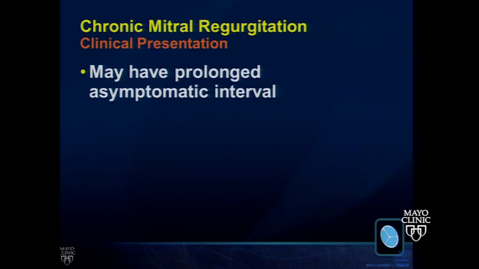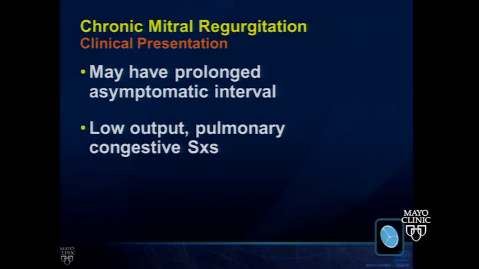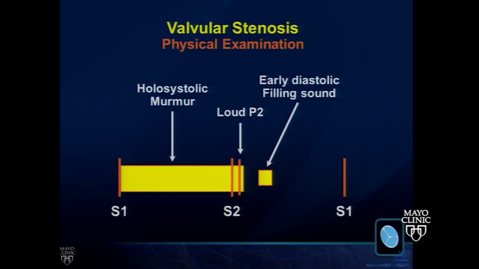Now, clinical presentation of mitral regurgitation. Remember, they may have a prolonged asymptomatic interval. When they do have symptoms, it'll be low output because the blood's going backwards, as well as pulmonary congestive symptoms. Kyle went over a beautiful online analysis of the physical findings in mitral regurgitation.